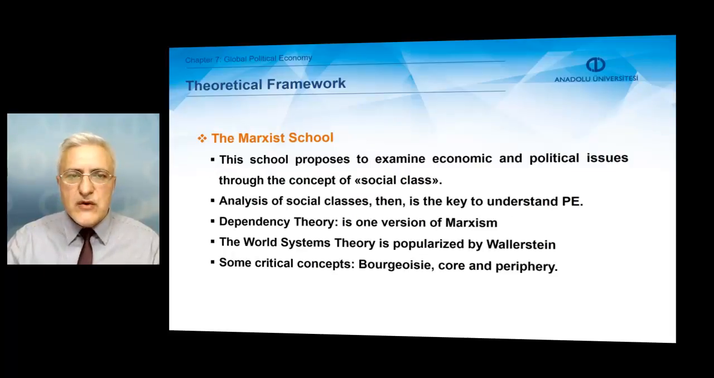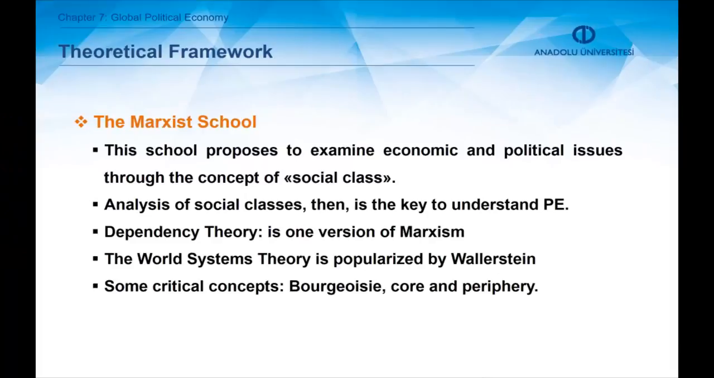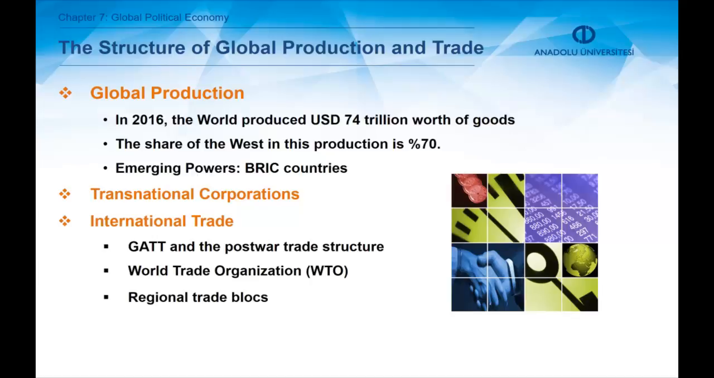And third of all, the Marxist school. This school proposes to examine economic and political issues through the concept of social class. And analysis of social classes then is the key to understand political economy according to the Marxist school. One of the Marxist approaches in the economy is the dependency theory. As a version of this, we see Wallerstein and the world system theory. According to the world system theory, the international economy can be divided into three: the core, the periphery, and the semi-periphery. Some of the critical concepts in this chapter are, as we said, core, periphery, semi-periphery, and the bourgeoisie.